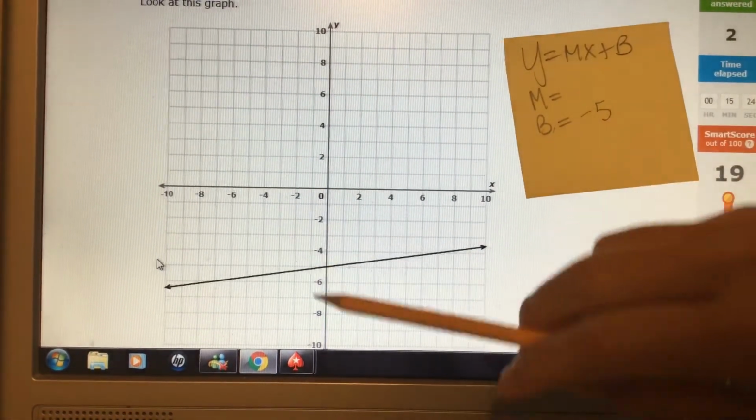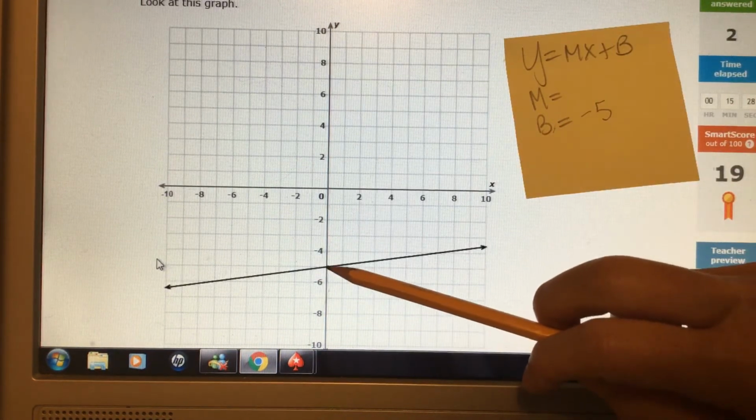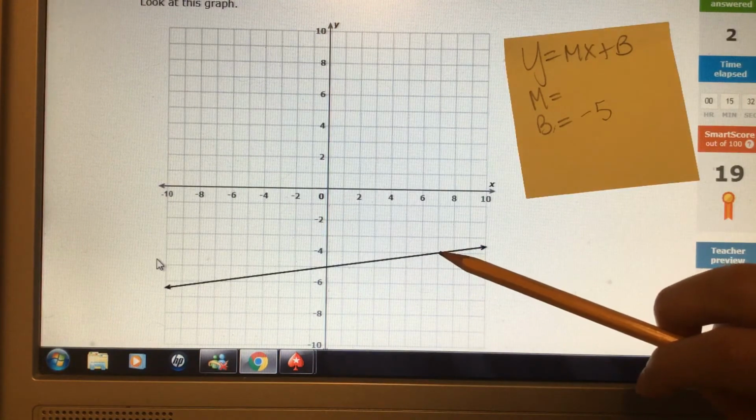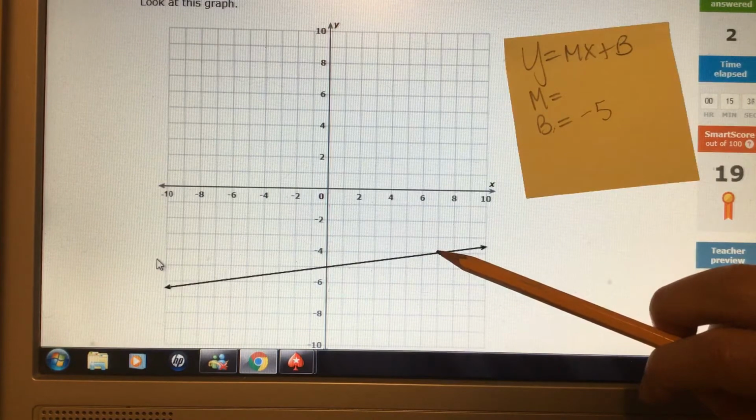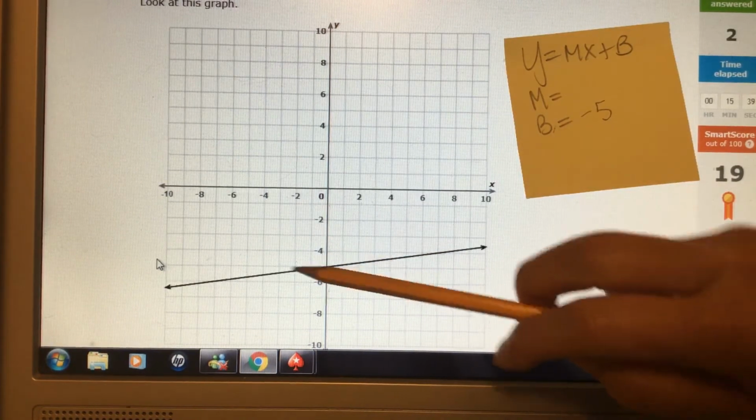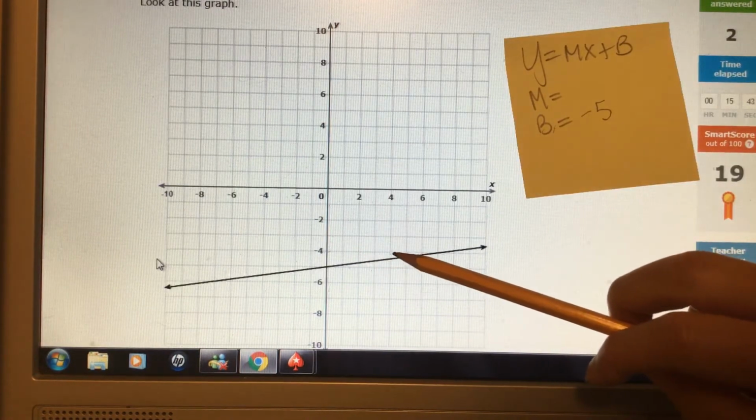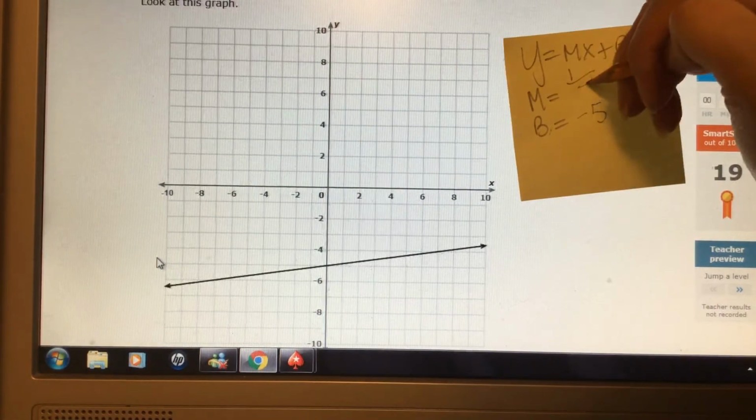Now I need to rise and run my slope. Find where the line crosses a corner. Well, I know it crosses here, so let me find where it crosses one more. And I told you it's this one right here. It looks like it could be that one, but it's not quite. It's this one. So I go up 1 because it's a positive slope, and then over 1, 2, 3, 4, 5, 6, 7. So 1 over 7.